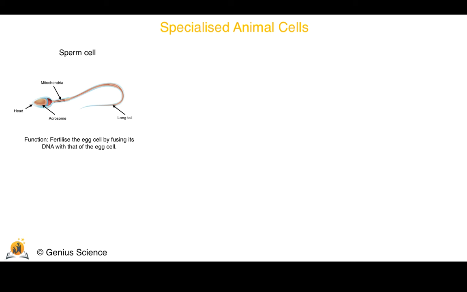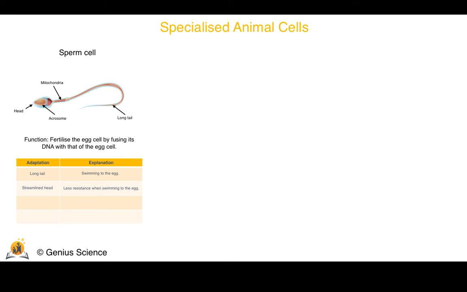Appearing on your screen now at the bottom is a table. You can see on the left hand side, for each of these specialised cells we're going to list the adaptations, and on the right we're going to give the explanation as to how that adaptation helps the cell to function. So the first adaptation of the sperm cell then we're going to talk about is its long tail for swimming towards the egg. Secondly, we have the streamlined head, which gives less resistance when swimming towards the egg.